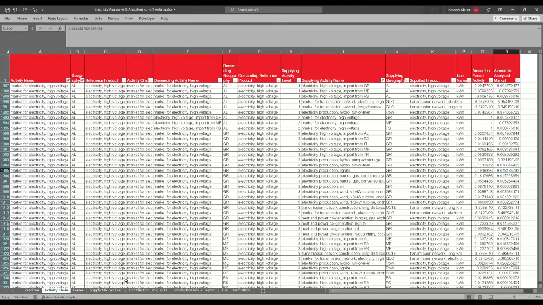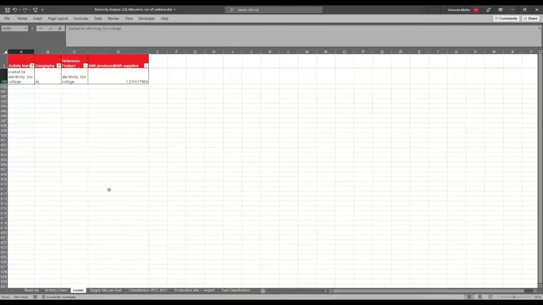And this file is also used in the rest of the tabs that are then aggregated and shown in a different way. But first, we will have a short look at the losses tab. This is again filtered for the electricity market in Albania, and in this case, the low voltage market. And what it does is simply aggregate all the losses that occur during the whole production, transformation and distribution line until it appears in this market.